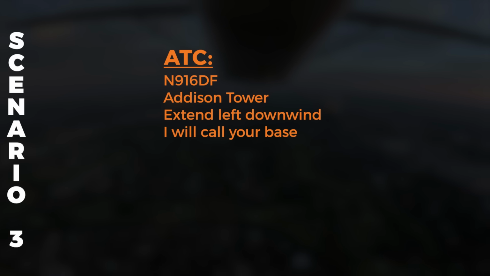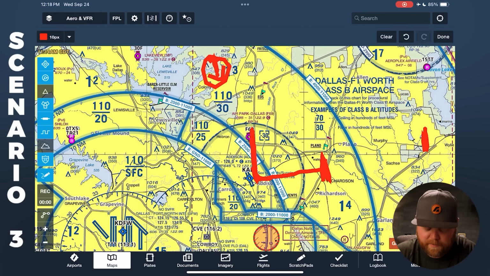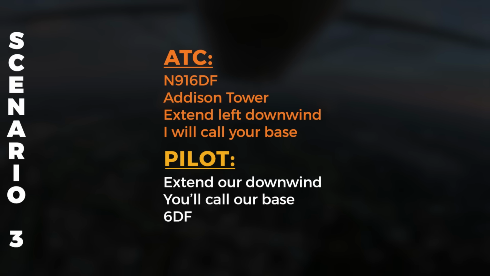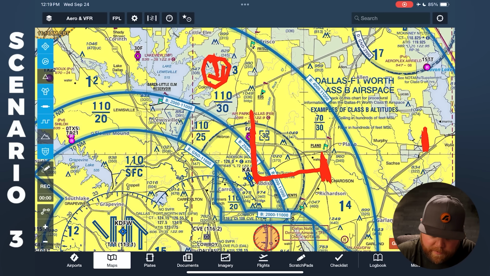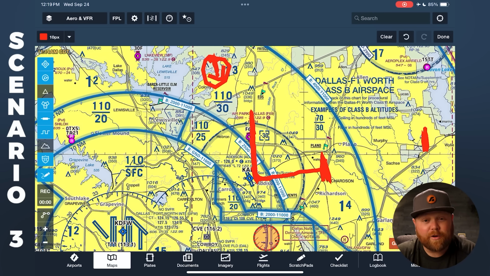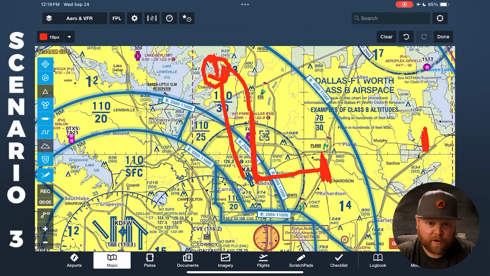Okay, so now you're just in kind of unending territory here until they decide to turn you inbound. But you read it back to them. Say, extend our downwind, you'll call our base, 6 Delta Foxtrot. So now you're just going parallel to the runway up here, and then they'll probably tell you to look out for that traffic just like we did in the previous call, and then they'll clear you to land number 2 and you come all the way back in. But obviously just remember, you can't land until you've been given clearance to land.